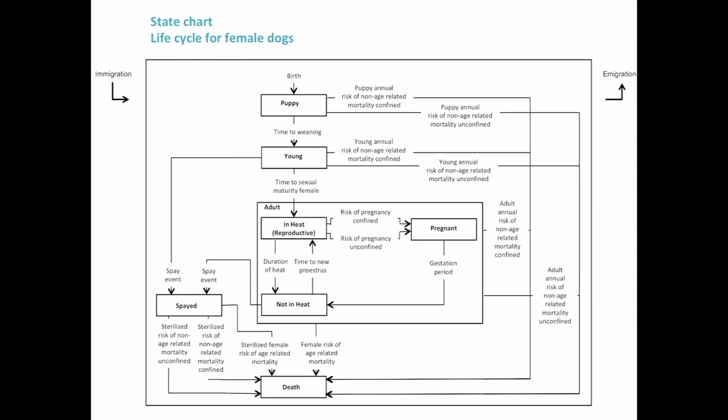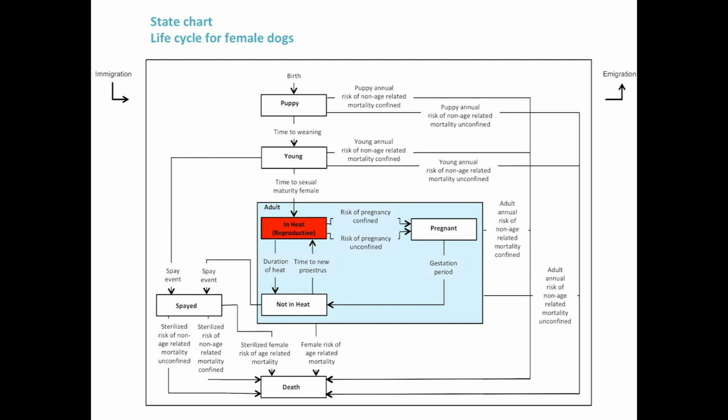This is the state chart of the life cycle for female dogs. It's very similar to the one for male dogs. The main difference resides in the adult state. When female dogs reach their sexual maturity, they enter the in-heat state.